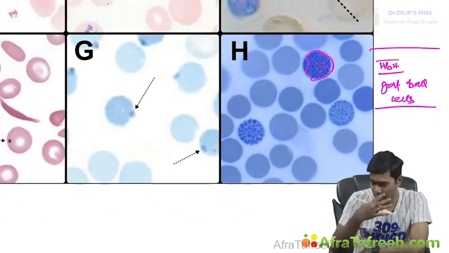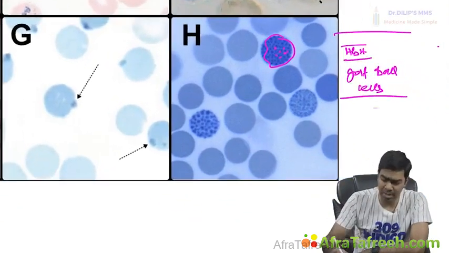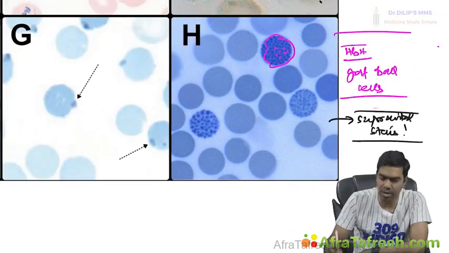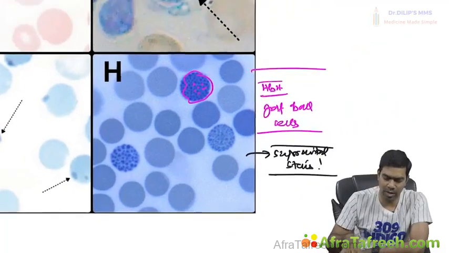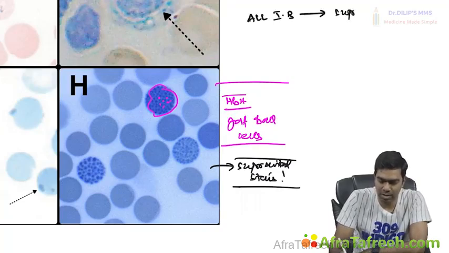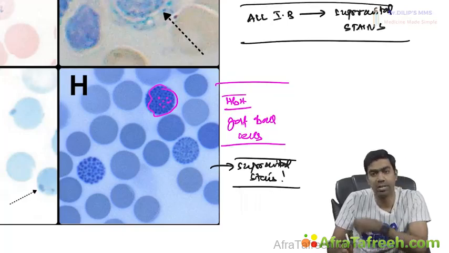Remember, HbH inclusions can be stained only by supravital stain. You cannot stain HbH by normal Romanowski stains. Giemsa and Leishman stains and all will not stain your HbH. There are two things you can remember. All inclusion bodies of the RBCs can be stained by supravital stains. Every single inclusion body can stain with supravital stain.